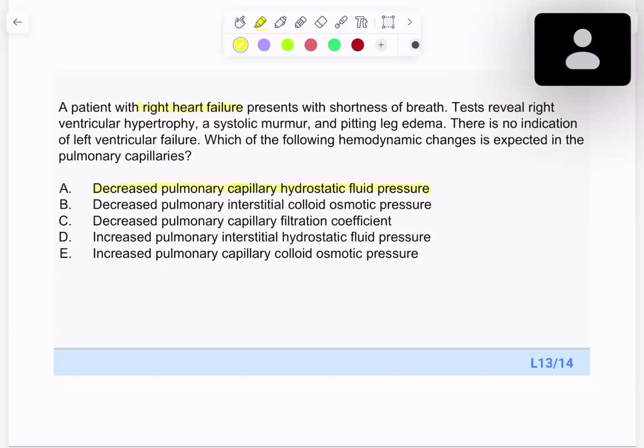which means that the pulmonary capillary hydrostatic pressure will decrease. Tamam? There is no mention of any liver disease and so on, so colloid pressure will not be affected. There's no injury to the lung, so the interstitial colloid pressure will also not be affected, nor will the interstitial hydrostatic pressure be affected. تمام?